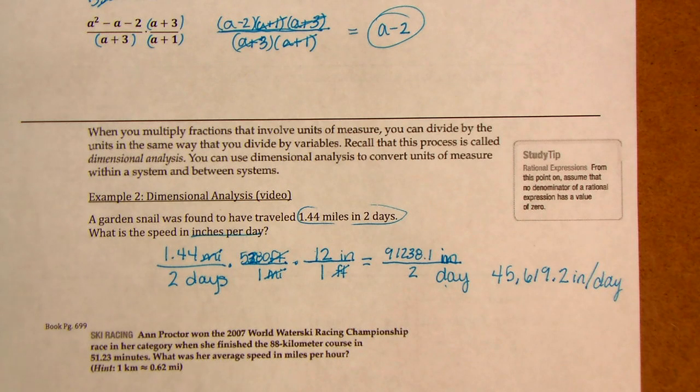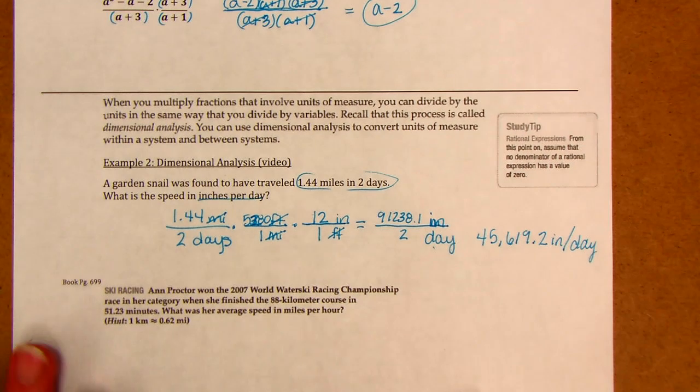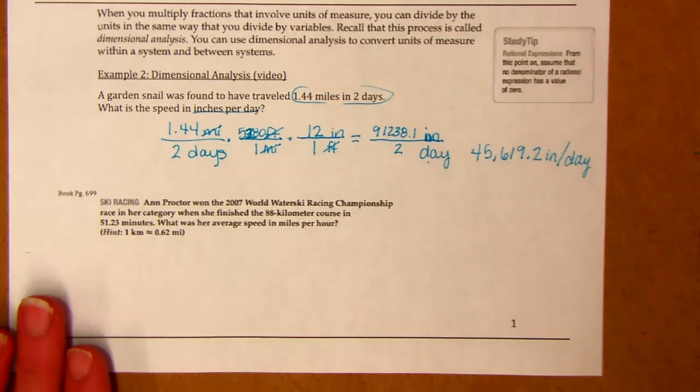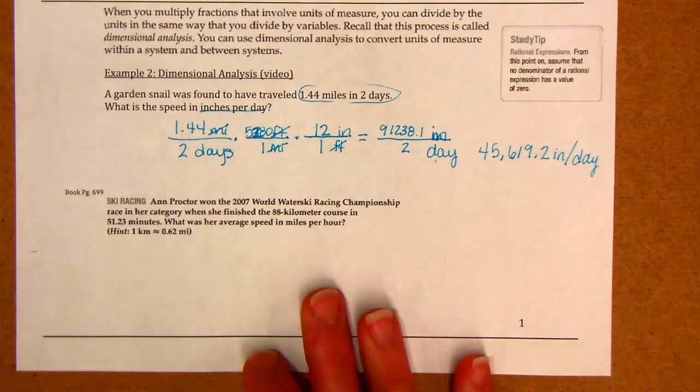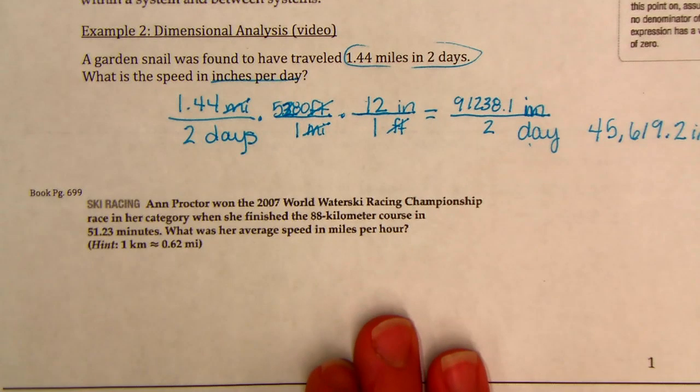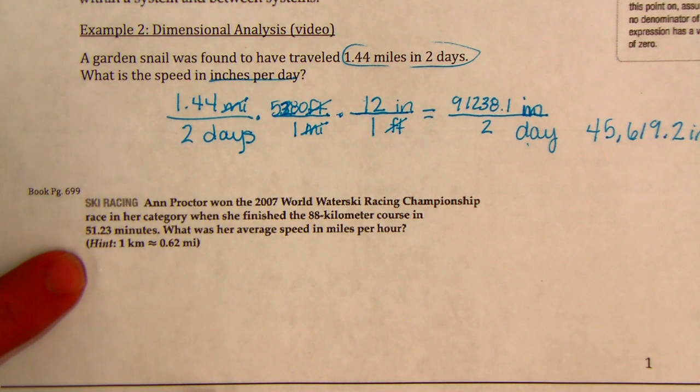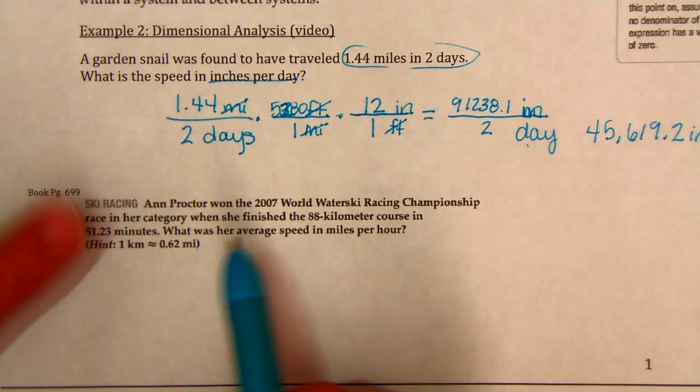Anne Proctor won the 2007 World Water Ski Racing Championship in her category when she finished the 88-kilometer course in 51.23 minutes. What was her average speed in miles per hour? And look, they give you a hint because I can't change kilometers to miles without some sort of help there because I don't keep that one in the back of my mind. I'm sorry. Maybe some of you do, but I don't.